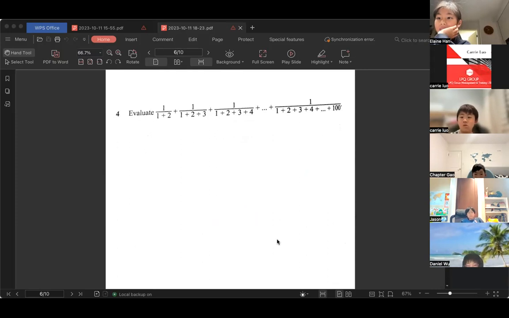Okay, so now let's take a look at this one. This question is exactly like the first question we explained in today's class, correct? Jason, do you still remember? But the earlier question is from 1 all the way to 40, right? But this question is 1 all the way to 100, exactly the same. Okay, do you want to have a try? No. Why no? I don't know.